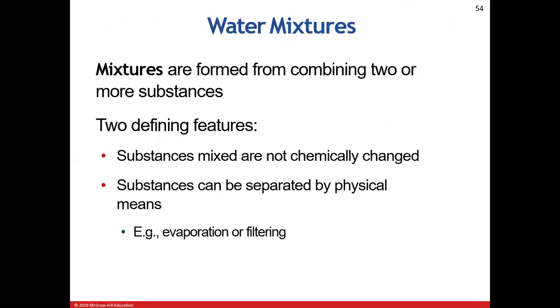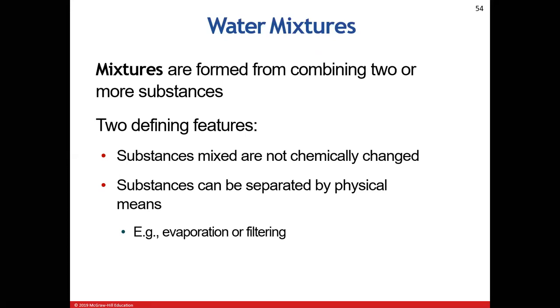So now let's look at starting to add things together. This is where we start looking at mixtures. Mixtures are formed by combining two or more substances. We mix them together. There are a couple of defining features of mixtures in particular. The substances mixed are not chemically changed. Understand there's a difference between physical and chemical changes. And the substances can be separated by some sort of physical means.